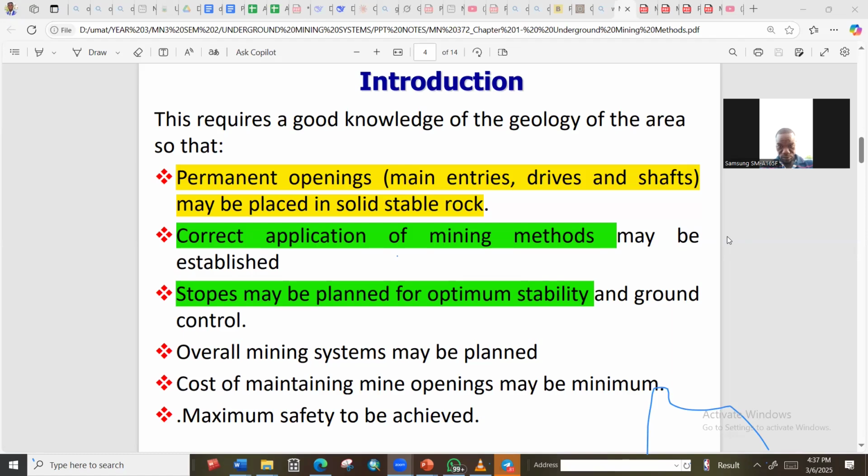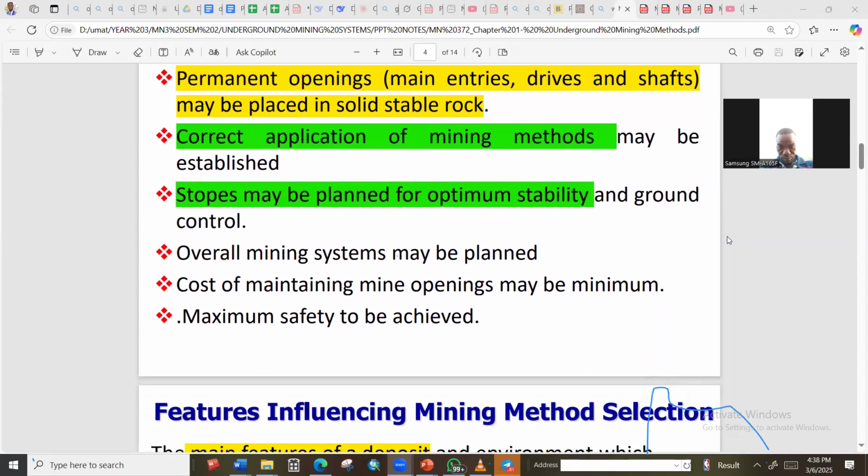Correct application of mining methods may be established. Stopes may be planned for optimum stability and ground control. So if you look at all these things, it's talking about safety, safety, safety. Because underground, if we don't take care, if you joke with your safety, you are going to kill a lot of people there. Overall mining systems may be planned. The cost of maintaining the mine openings may be minimum. Maximum safety to be achieved. So the last thing there is maximum safety.